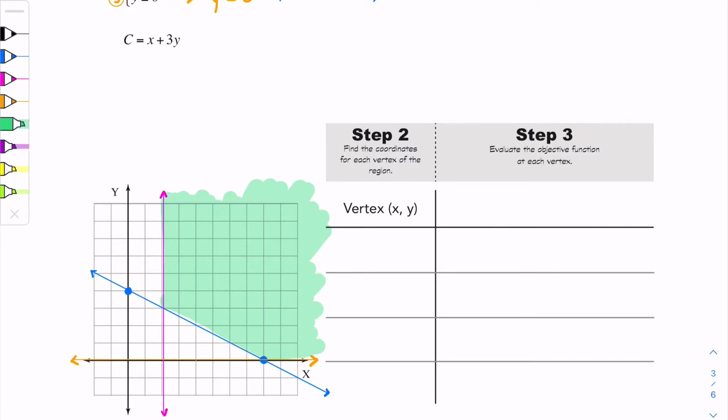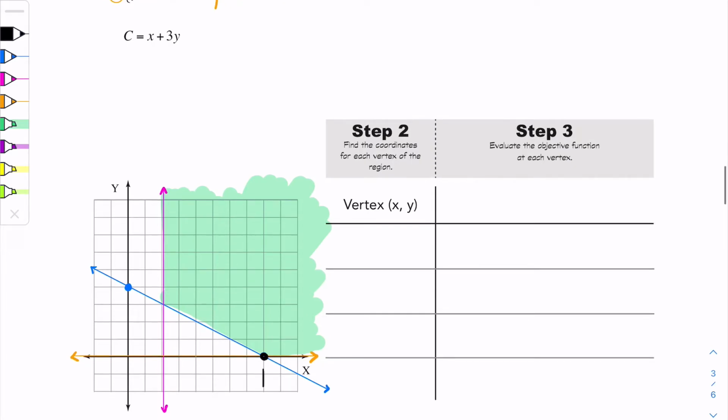So there are only two vertices that we can actually mark. There's a vertex located at this point, which is 8, 0. And there's a vertex located at this point, which is at 2, 3.